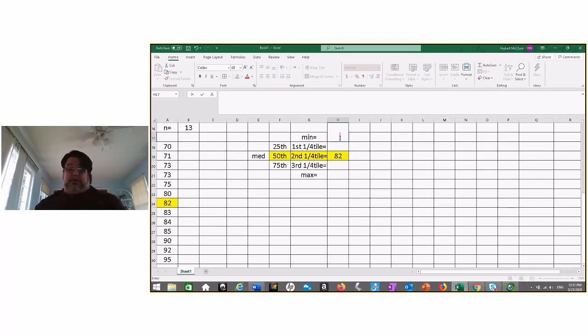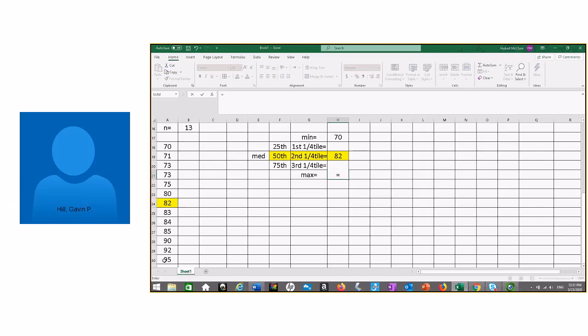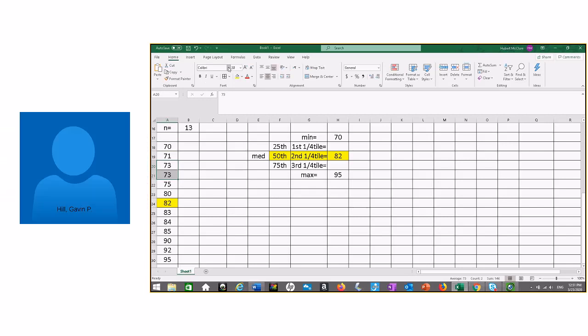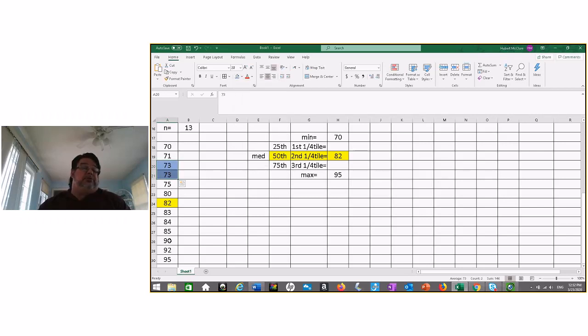The min is equal to the smallest number. And the max is equal to the what? The biggest number, 95. Now all you've got to do is find the median of the top half, and the median of the bottom half. Well, let's count these numbers. 1, 2, 3, 4, 5, 6. You've got 6 numbers. So how do you find the median of 6 numbers? You go in the middle at 3, and add them together and divide them by 2. Same here.